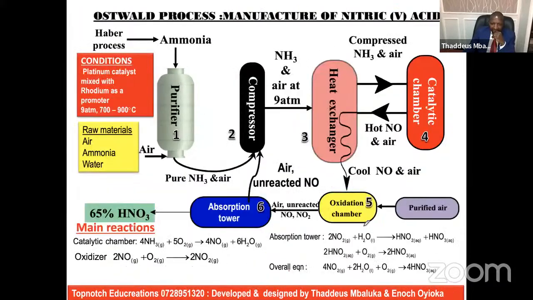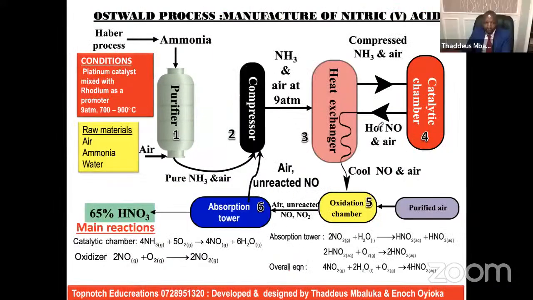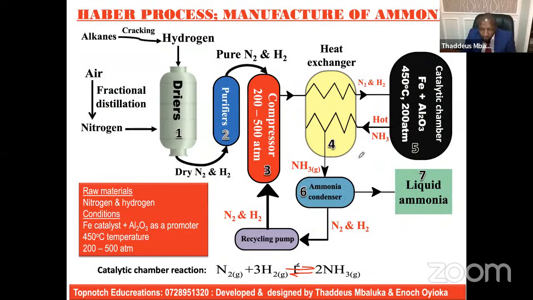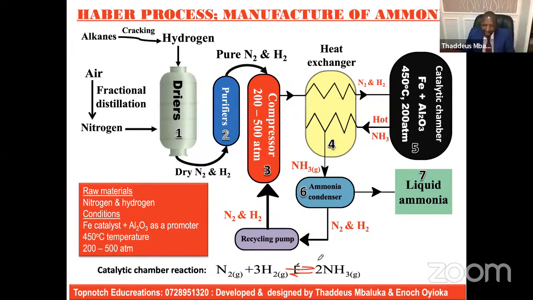Once the ammonia is produced, it is taken back to the heat exchanger for cooling. Once it's cooled, it is taken to the condenser, whereby you get the liquid ammonia. The nitrogen and hydrogen that are not reacted are taken to the recycling pump and taken back to the compressor.